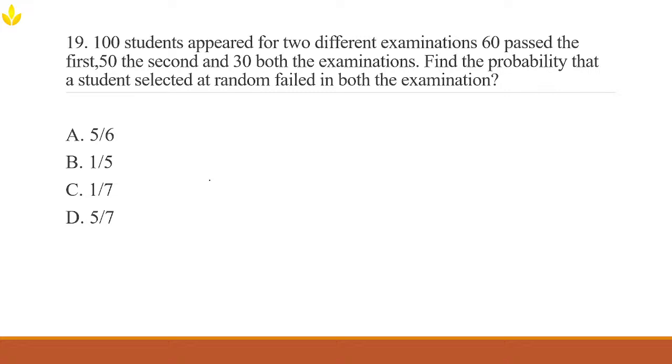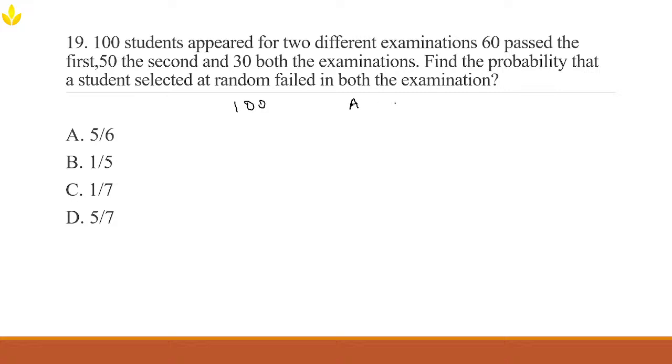100 students appeared for two different examinations. 60 passed the first and 50 the second and 30 both the examinations. Find the probability that a student selected at random failed in both the examination. So this we can take it as the 100 is the total and among that there are two different examinations.